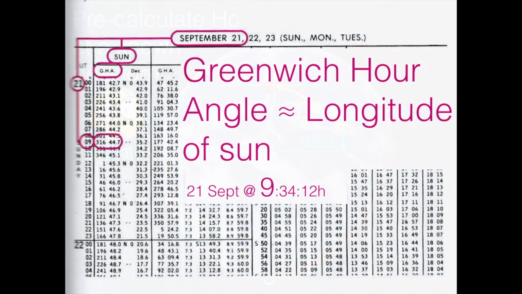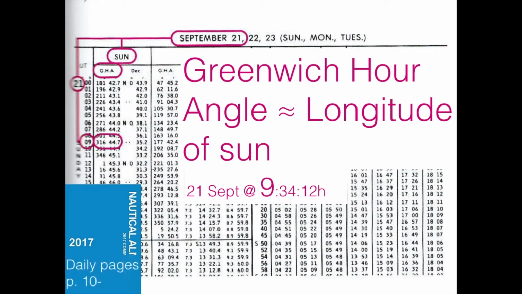You can almost guess it. We can find it on the daily pages of the Nautical Almanac. So again, the Greenwich hour angle is found on the daily pages. On the 21st of September in our example, at 9 o'clock, we can see that the Greenwich hour angle is 316 degrees and 44.7 minutes west, so to speak, always west. And this is on the full hour.